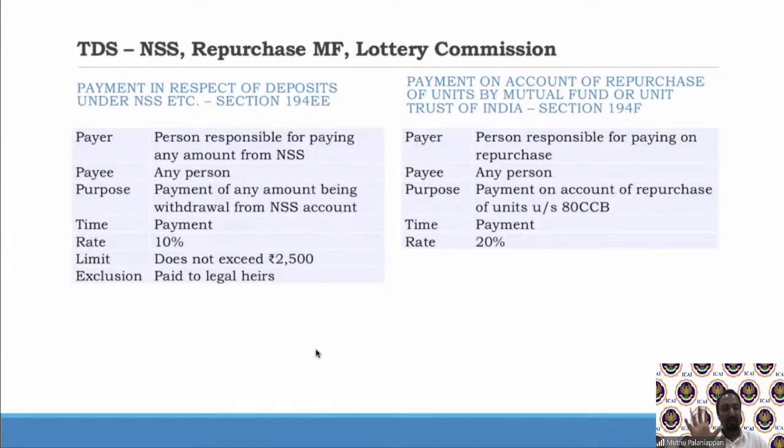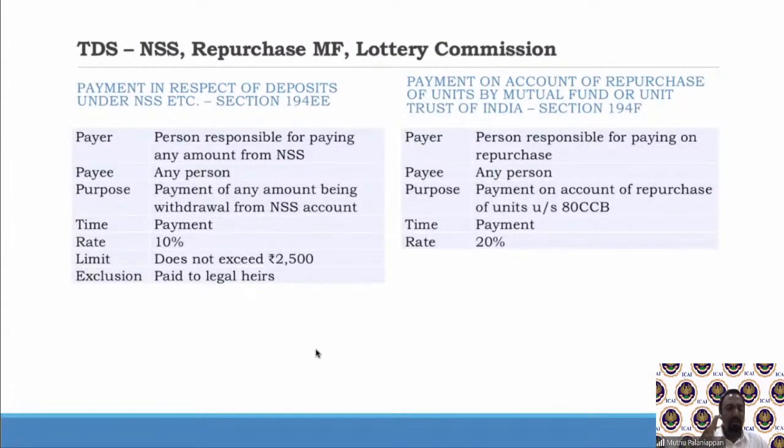So typically it is 194E, which is about deposit with National Savings Scheme. It was a very old section, when the concept of National Savings Scheme was there. If some amount is withdrawn from that, then 10% of that is taxable, and it is not applicable if it is less than 2,500. And a specific exclusion, when you say exclusion, it is not non-applicability: the TDS provision is not applicable when the amount is paid to legal heirs. So these are the things specified in 194E, which relates to withdrawal of deposits from National Savings Scheme. NSS stands for National Savings Scheme.